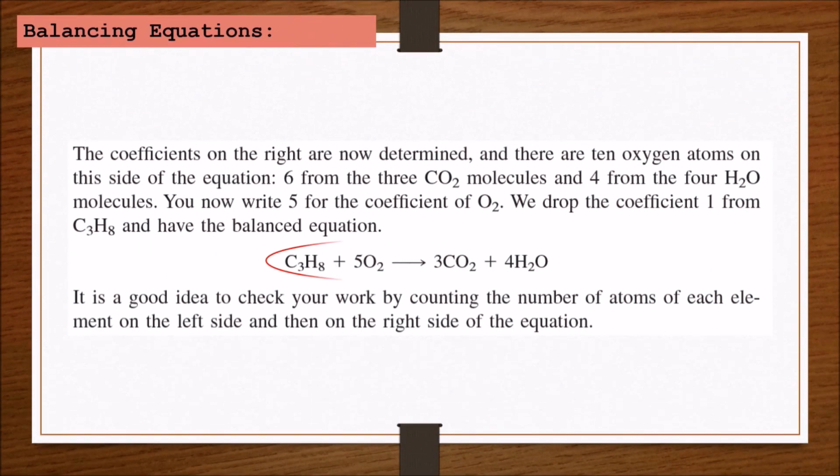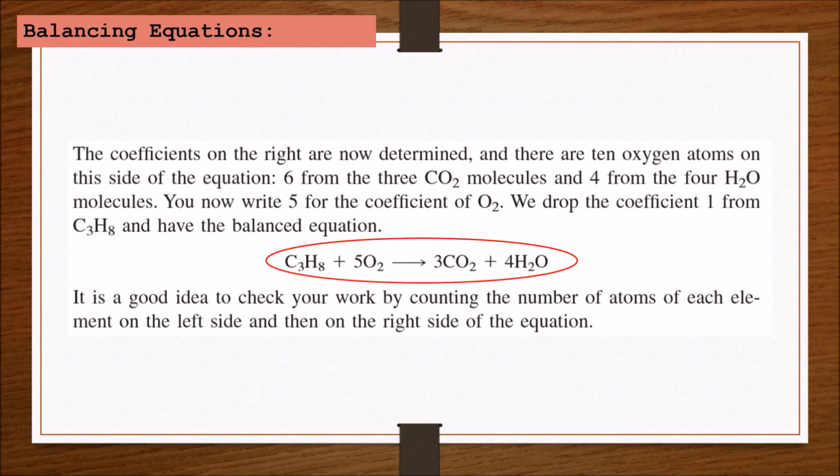Now the coefficients on the right are determined, and there are 10 oxygen atoms on this side of the equation: 6 from the 3 CO2 molecules and 4 from the 4 H2O molecules. You can now write 5 for the coefficient of O2, and we also drop the coefficient 1 from C3H8 to have a balanced equation, which is this one.